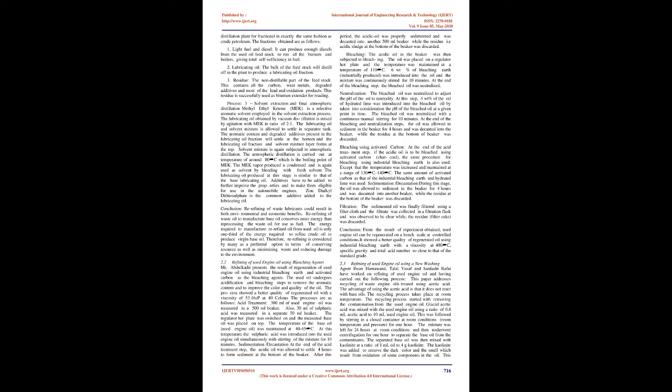The dehydrated oil is then fed continuously into a vacuum distillation plant for fractionation in exactly the same fashion as crude petroleum. The fractions obtained are as follows. 1. Light fuel and diesel. It can produce enough diesel from the used oil feedstock to run all the burners and boilers, giving total self-sufficiency in fuel. 2. Lubricating oil. The bulk of the feedstock will distill off in the plant to produce a lubricating oil fraction.